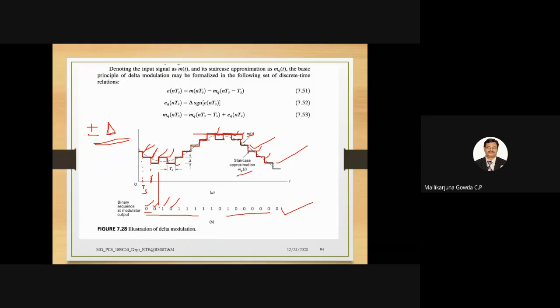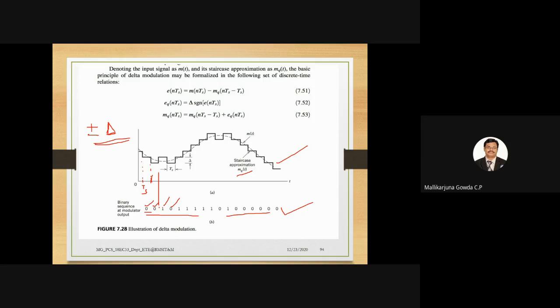If you want, I can repeat once again. Only two things are there. See, analog input signal. That analog input signal is what? That is not my staircase waveform. The analog input signal is the dashed version. We'll be able to see. Dashed version is there, right? The dashed version is the analog input signal, and this is the staircase version. The staircase one is the approximated signal.